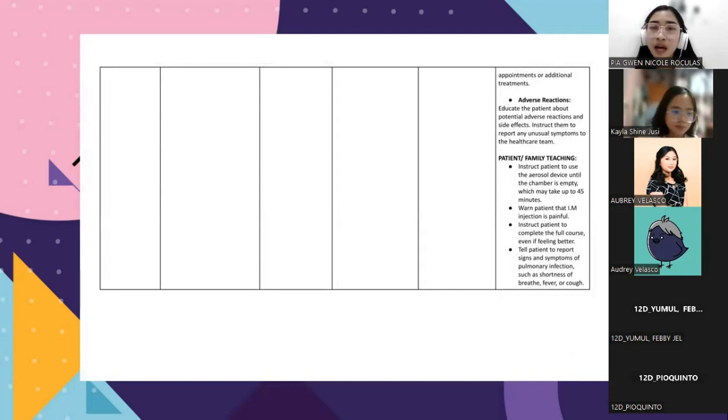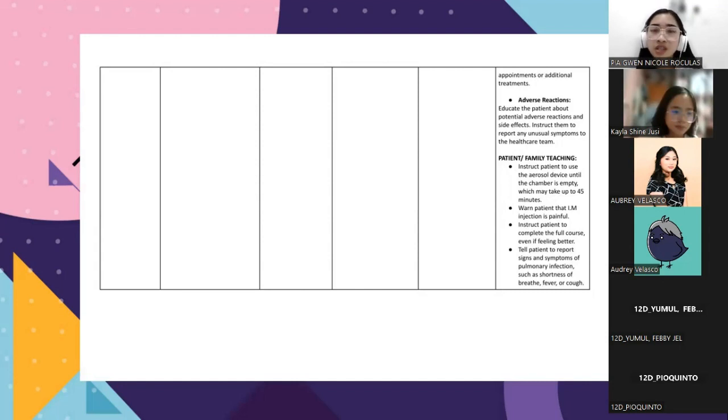Next is adverse reaction. So educate the patients about potential adverse reactions and side effects. Instruct them to report any unusual symptoms to the healthcare team. So this is important. So para malaman naman ng patient kung ano yung mga potential and adverse reactions or side effects while putting that specific drug.